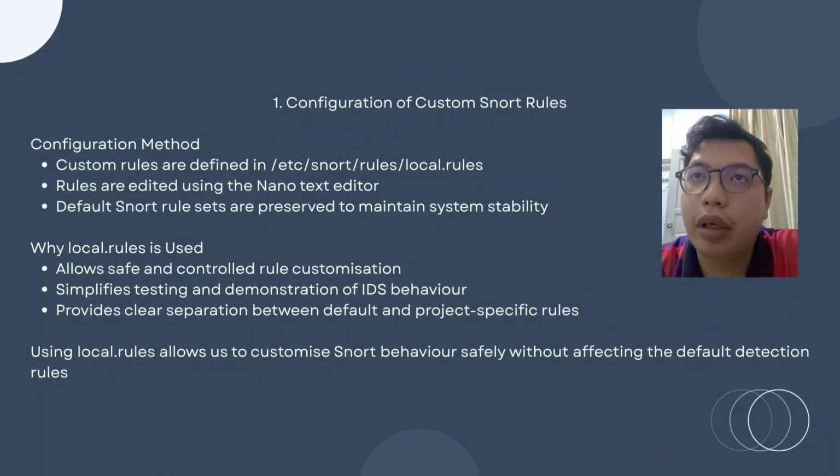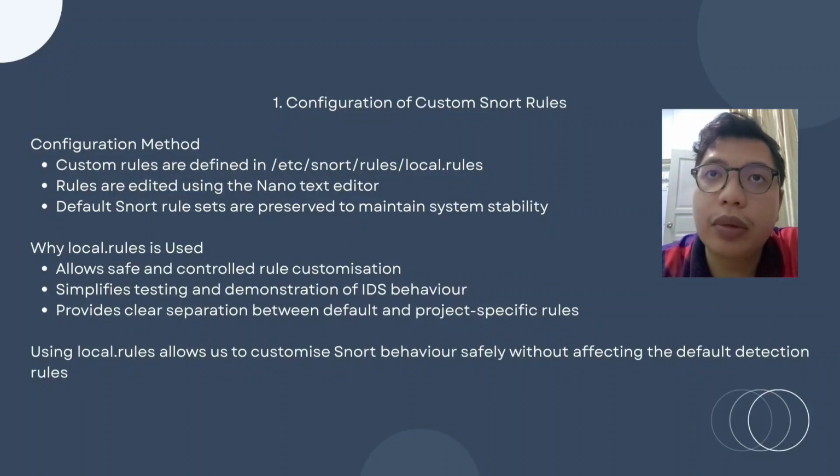Okay, for number one, I'm going to talk about the configuration of custom Snort rules. The configuration method is that custom rules are defined in /etc/snort/rules/local.rules. Rules are edited using the nano text editor, and the default Snort rule set is preserved to maintain system stability. Why is local.rules used? Because it allows safe and controlled rule customization, simplifies testing and demonstration of IDS behavior, and provides a clear separation between default and project-specific rules. Using local.rules allows us to customize Snort behavior safely without affecting the default detection rules.